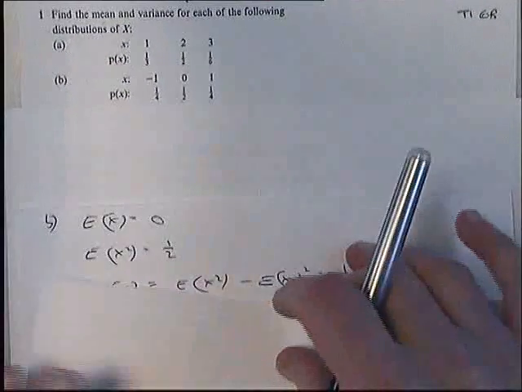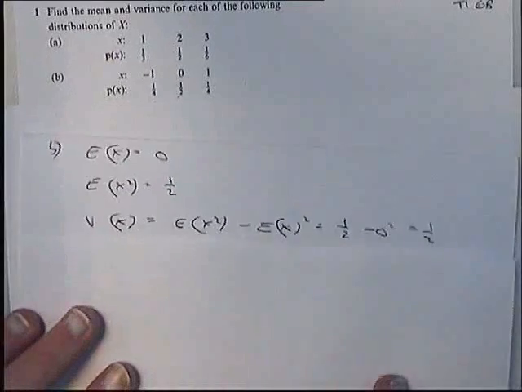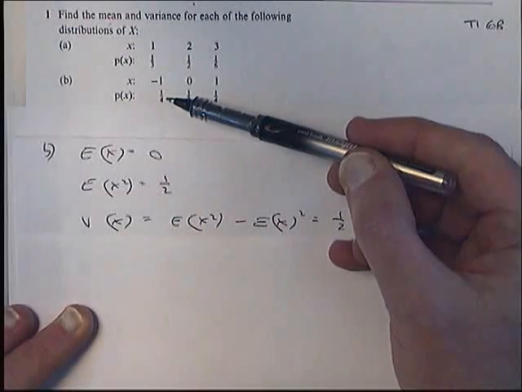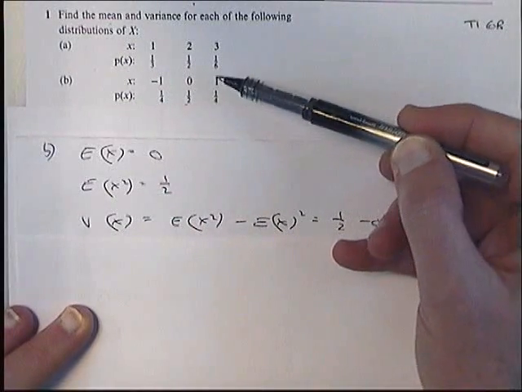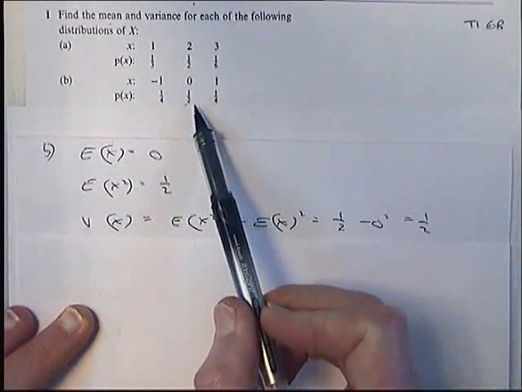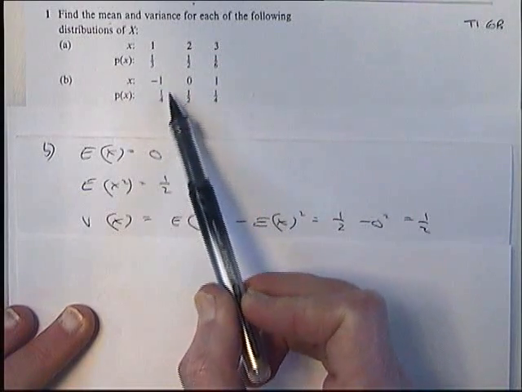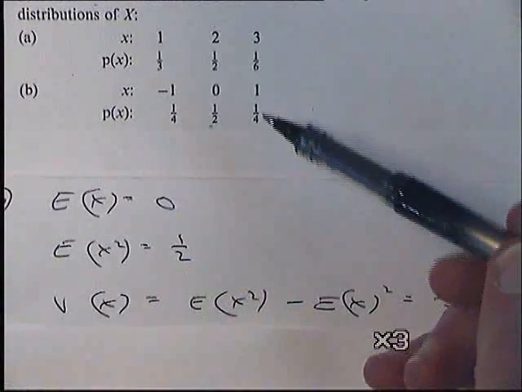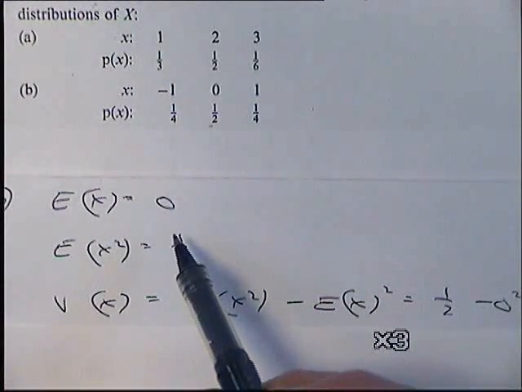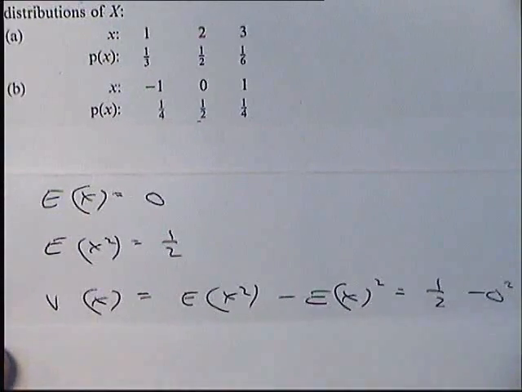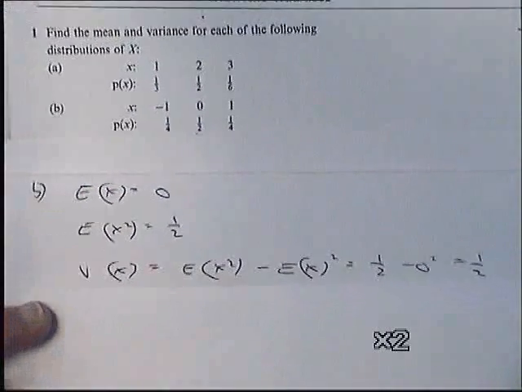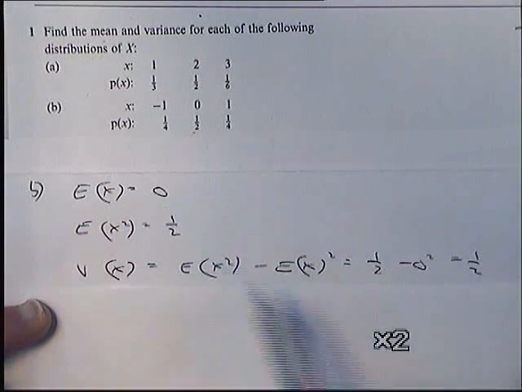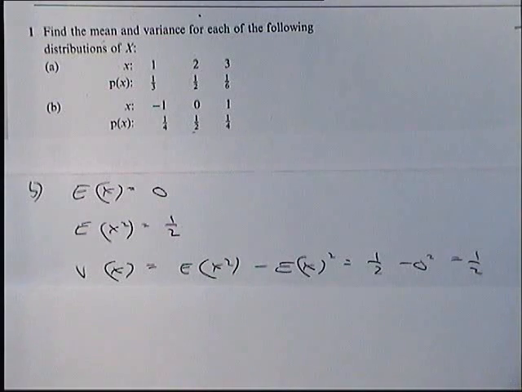For that one, for part B, the expectation would have been minus 1 times a quarter, 0 times a half, and 1 times a quarter. 0 times anything is 0. When you're timesing those together, you're going to get minus a quarter. When you times the ones on the right together, you're going to get plus a quarter, and they cancel out, so that's why that's 0. Expectation of x squared was a half, and then the variance would have been that number, take away that one squared.